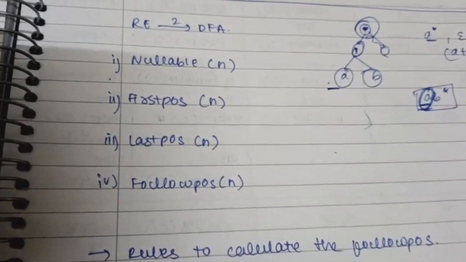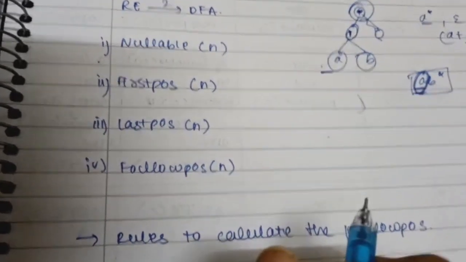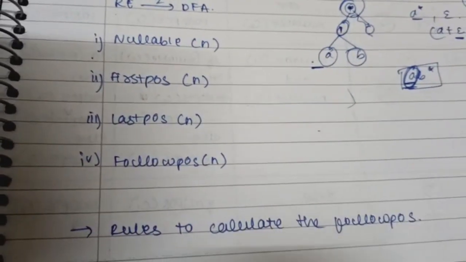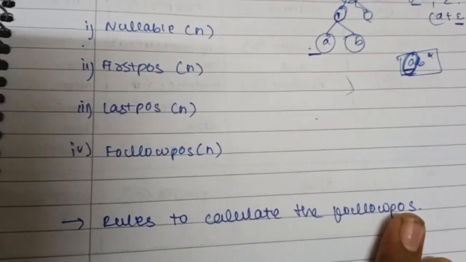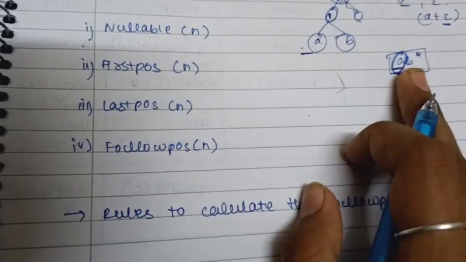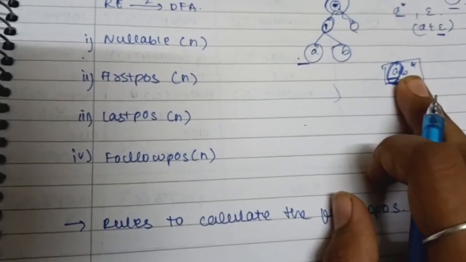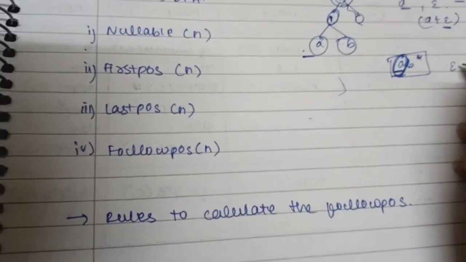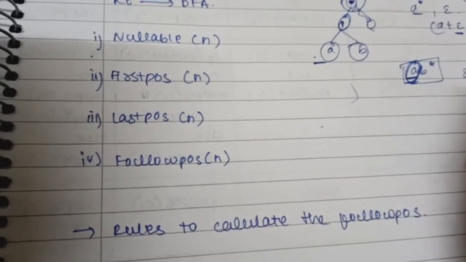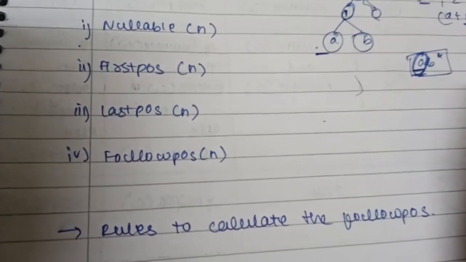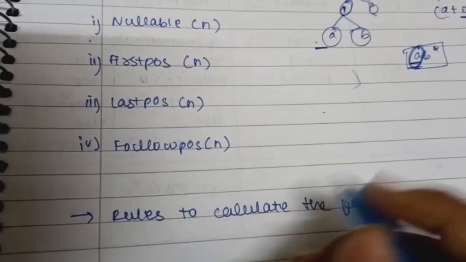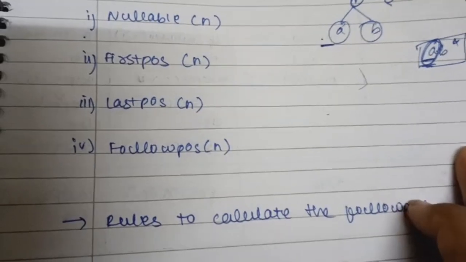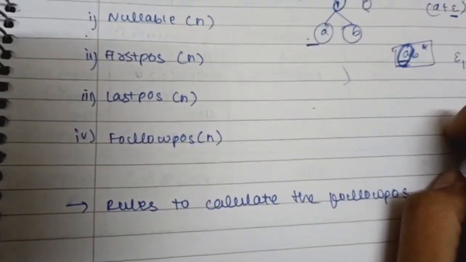Now there is the last position. As you might guess, this is the ending position of a match in the syntax tree. So last position tells us where the last characters in a match can appear within the tree. In the same expression A B star, the last position can be any occurrence of B, but it will always be B, because B star can repeat multiple times, extending the match to the last occurrence of B.